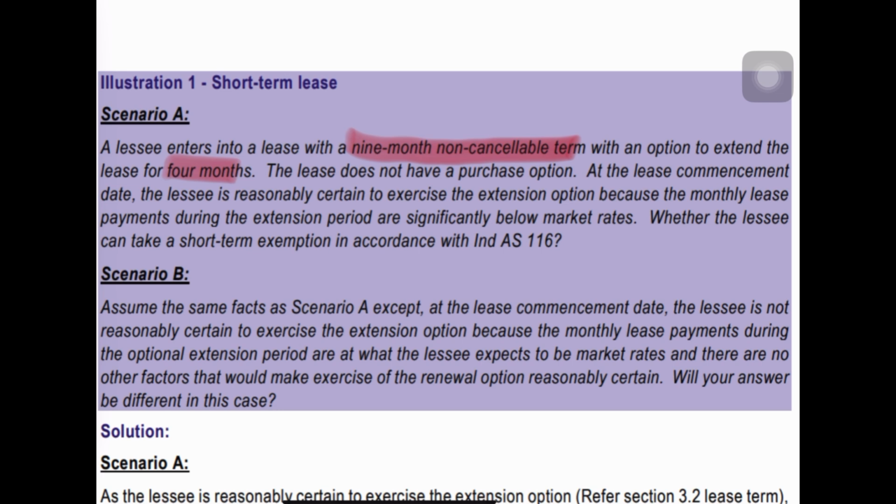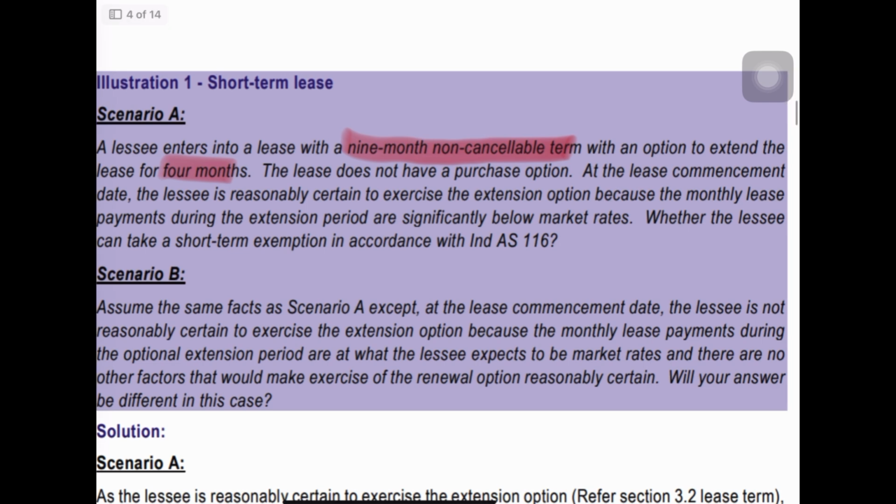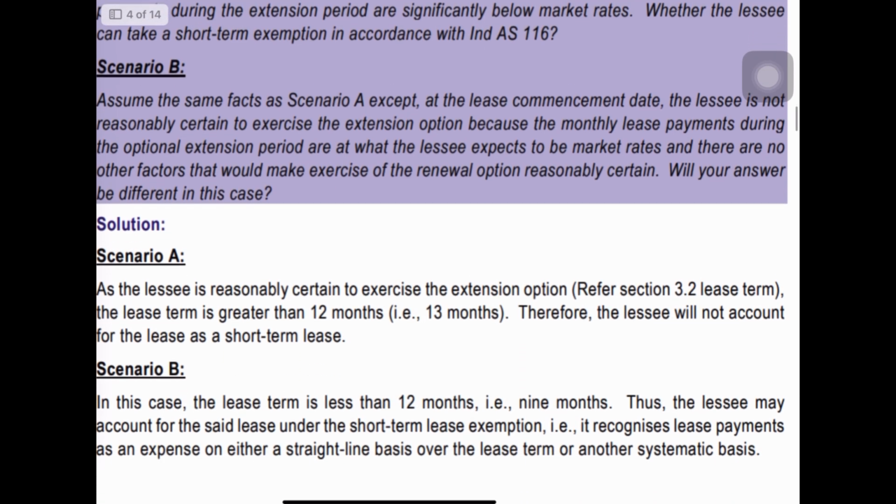At the lease commencement date, the lessee is reasonably certain to exercise the extension option because the monthly lease payments during the extension period are significantly below market value. Which means even at the time of beginning the lease agreement itself, the lessee had the intention to extend the lease for another 4 months because of the better rental he gets. Okay, so let's see what the answer is.